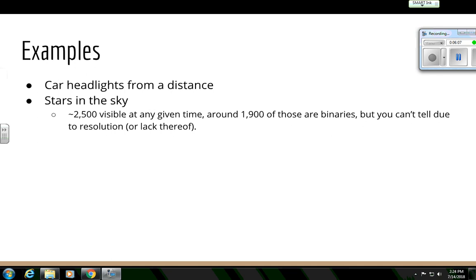Well, most of those, more than half of them, are actually binaries. Two or more stars that are orbiting a common center of gravity. And yet your eye cannot detect that, cannot resolve them as being individual stars. Instead, you see the binaries as being one point of light because they are so distant and so close together from that perspective that your eye only sees one pattern, and therefore you think of them as being single stars. But in fact, there are many more stars out there. It's just that you're not able to resolve them.